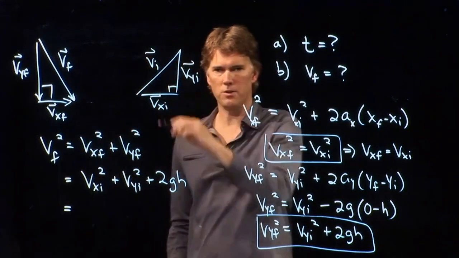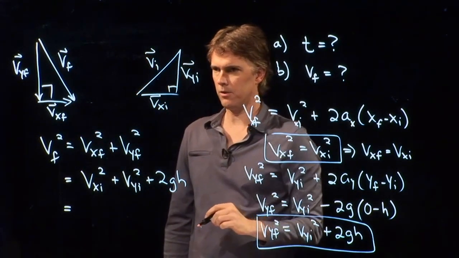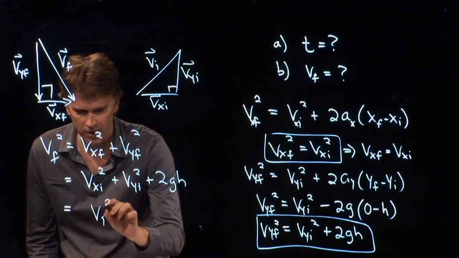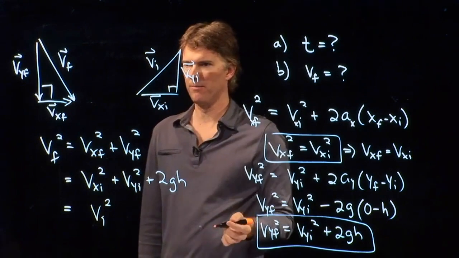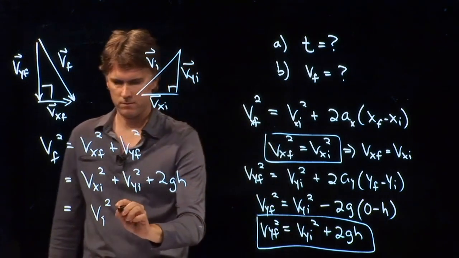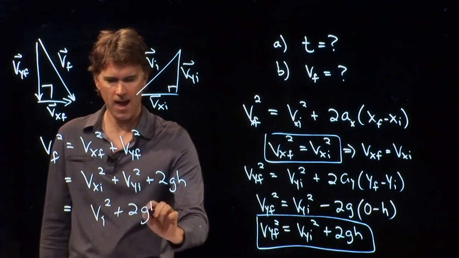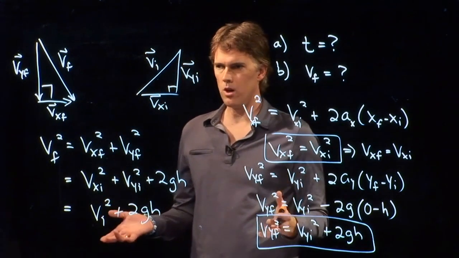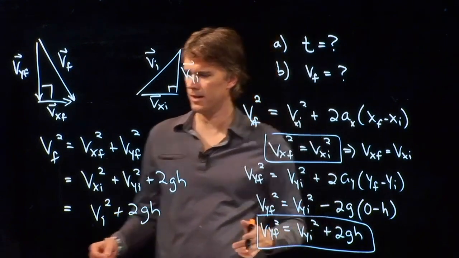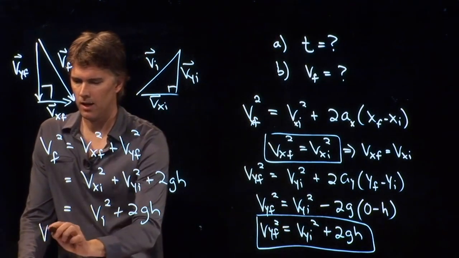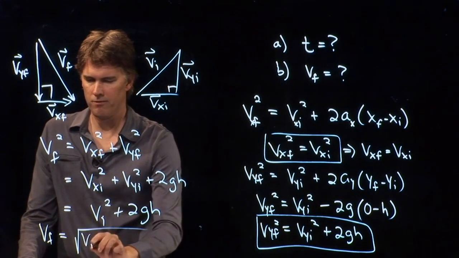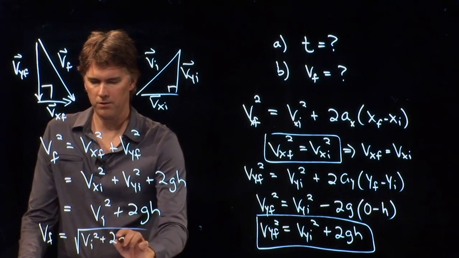This is when we launch the thing. And so guess what? Vxi squared plus Vyi squared is just Vi squared. And now we just have to add 2gh. And guess what? We know all of those numbers, right? And so now we can plug it in and see what we get. Vf is going to be the square root of Vi squared plus 2gh.